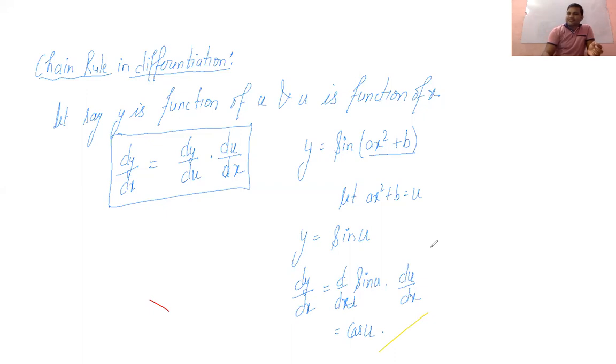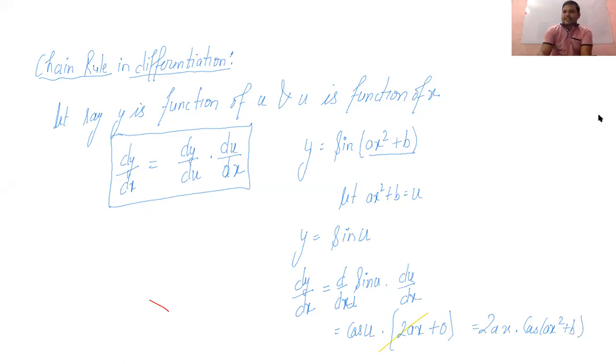and once you differentiate this... Sir, I did not understand, sir, once again. Okay, let me complete this, then I will explain once again. So when you differentiate u, this will be 2ax plus 0. So the answer you can write as 2ax and cos of ax square plus b.